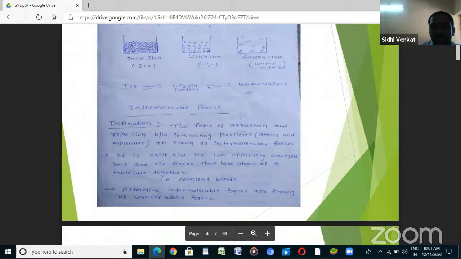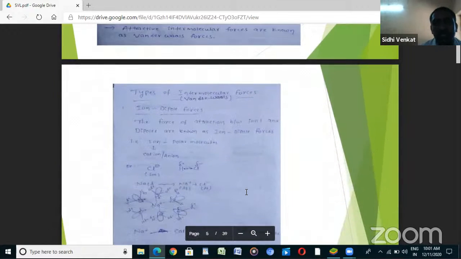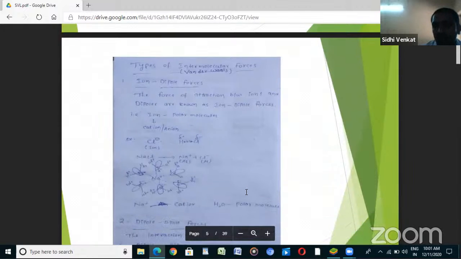The attractive intermolecular forces are known as van der Waals forces. Next, look at these, students: types of van der Waals forces. It is very important in the states of matter. How many types of intermolecular forces are there? Here, there are 5 types of intermolecular forces, that is, van der Waals forces.